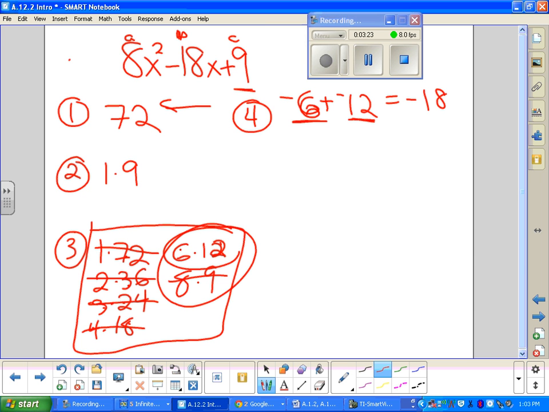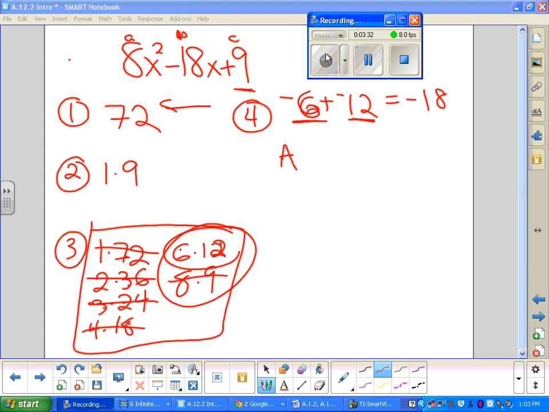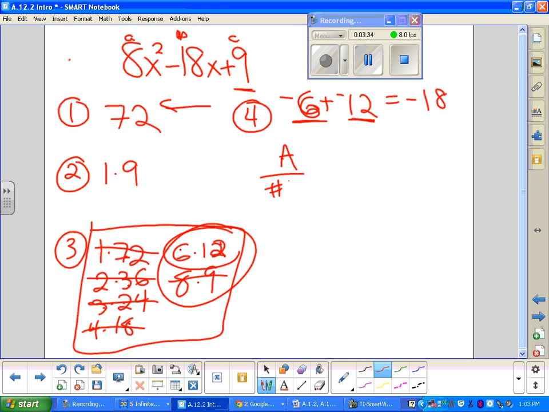That's another indicator. Step number 5 is now making your fractions. A over number 3 and A over number 3. My value of A is 8. My first number 3 is negative 6. My A is still 8 from this problem. And my second number 3 is negative 12. Have to reduce my fractions.